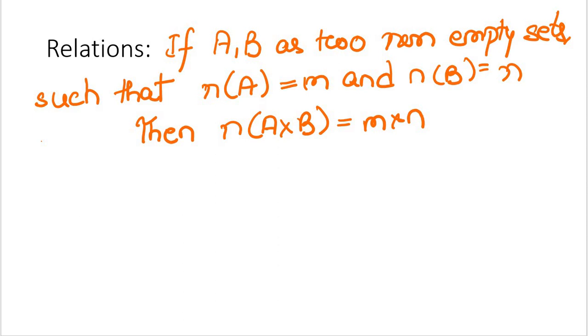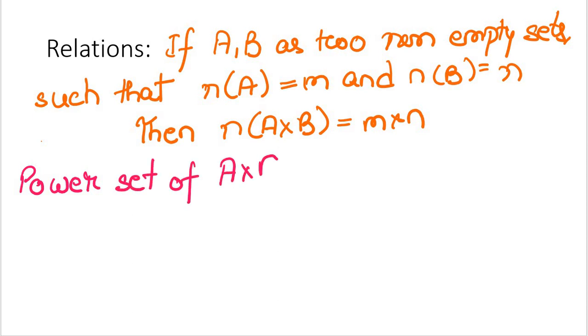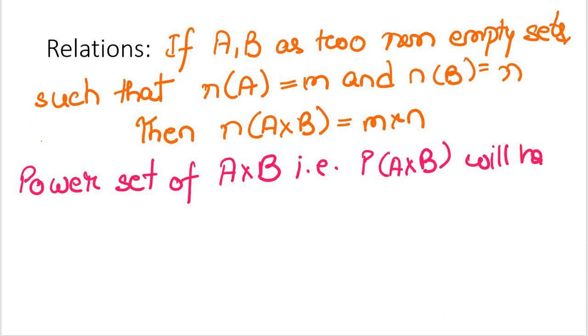Now let's add some more discussion on the same topic. So let's say I have the power set of A cross B, which is P(A cross B), and this is going to have 2 to the power m times n elements.